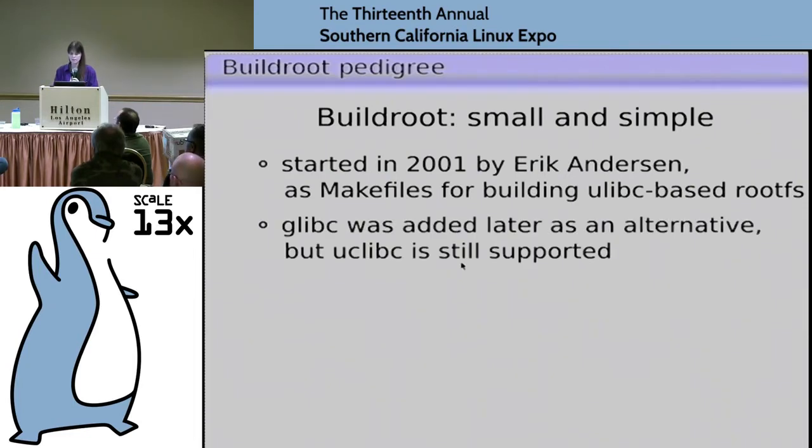Later on, glibc was added as an alternative, which is a very convenient alternative since many embedded products do have MMUs, and they keep getting more and more resources, so the tininess of being able to compile out little bits of your libc is not so important. But uClibc is still supported as an option to this day.